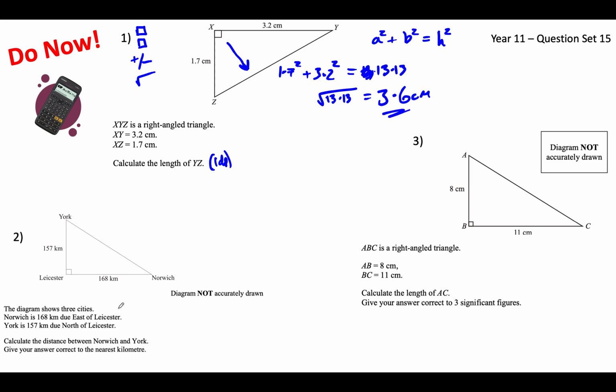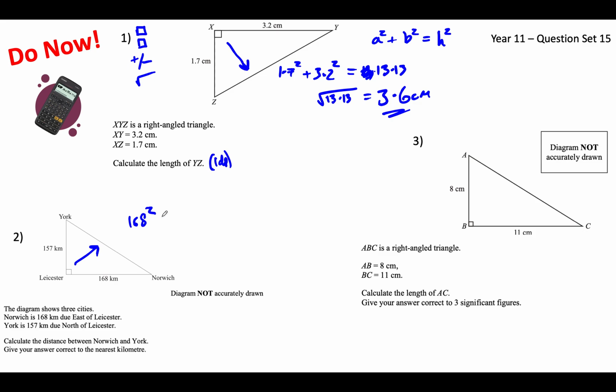Down here, York and Norwich. Norwich is 168 kilometres due east of Leicester. So you go east to Leicester, and then 157 kilometres due north of Leicester. And York is that due north of Leicester. Okay, so what's the difference between Norwich and York? Again, it's a right angle triangle, and I'm trying to find the long side. So I'm going to add and then square root.